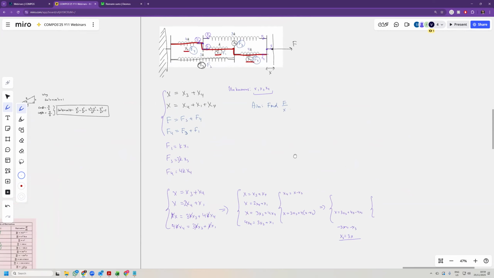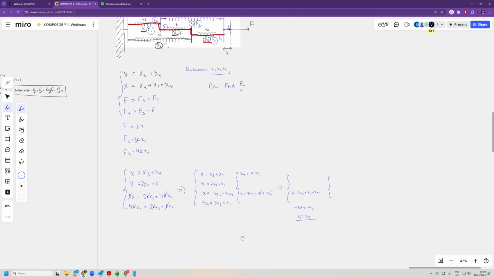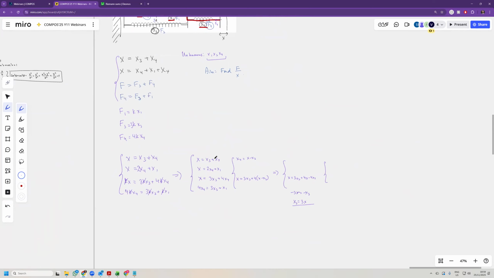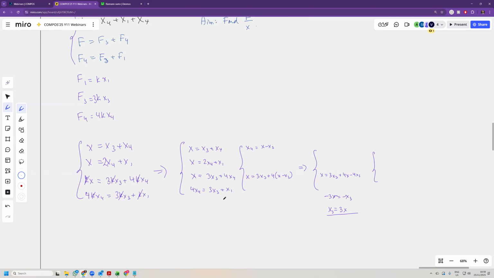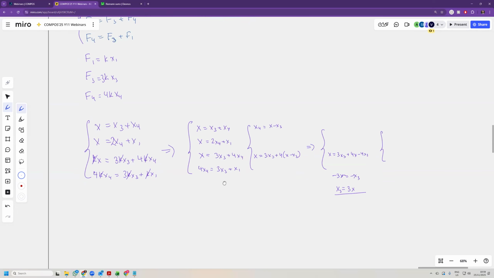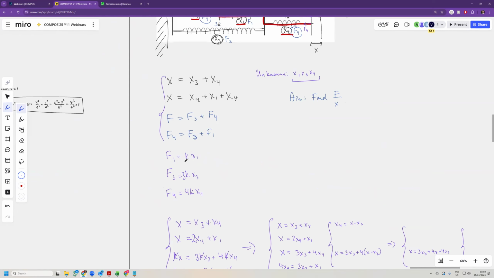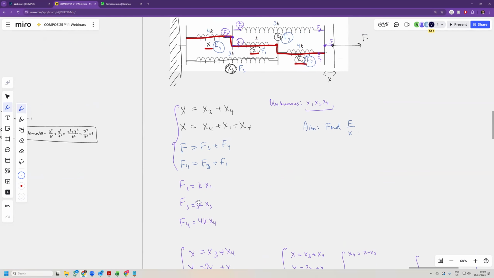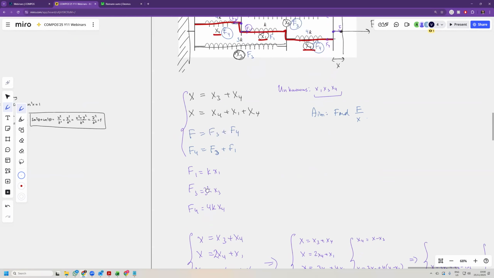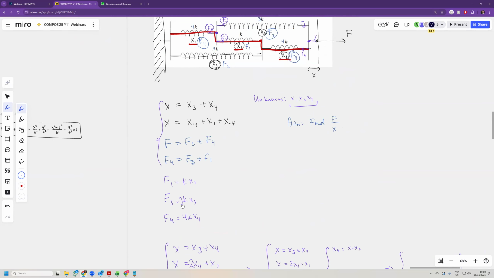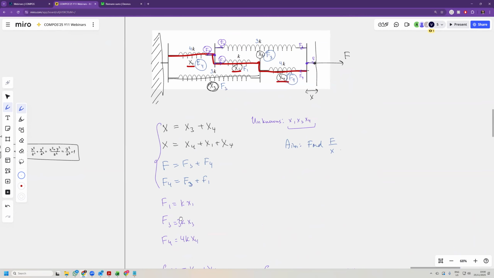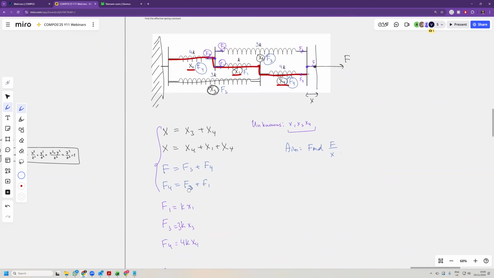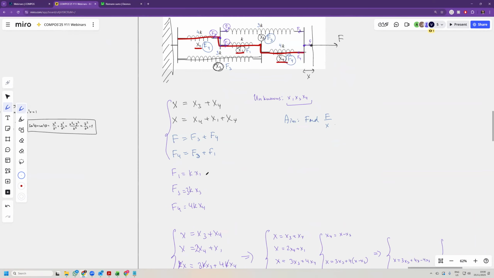Right, what time is it? It's almost 7. Do you mind if we leave it like this? Well, we are using force and we're using... Oh, you mean F's? Just a second. F1 is kx1, F3 is 3kx3. Yes, F4. So F is F3 plus F4. Yes, definitely. F4 is F1 plus F3. It has to be true. Yes.